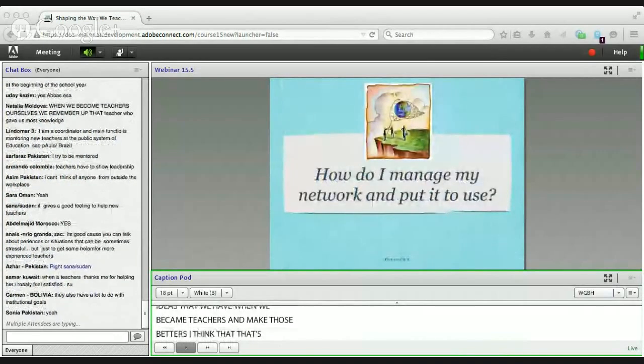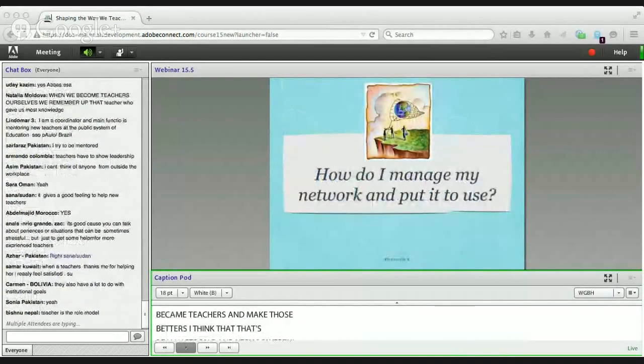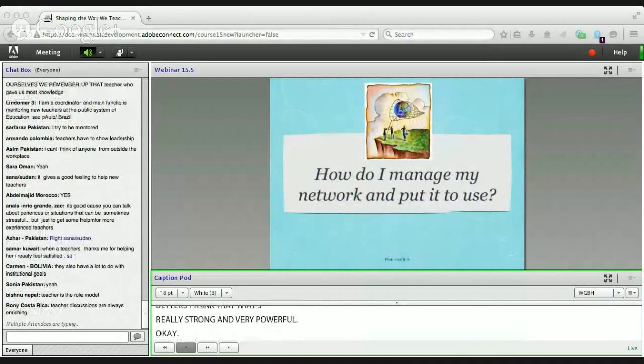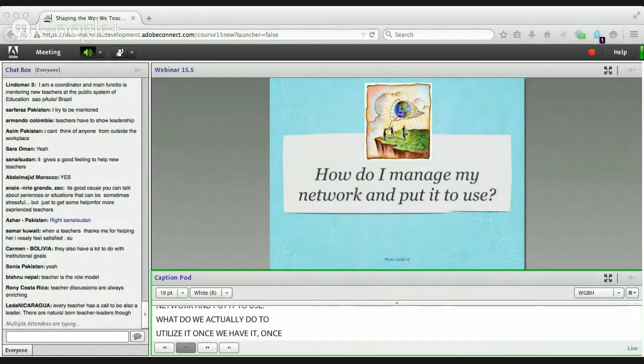Okay, so now we're going to move into how we manage our network and put it to use. What do we actually do to utilize it once we have it, once we've made these great connections? We're working on establishing these relationships. Now what? Now what do we do with them?